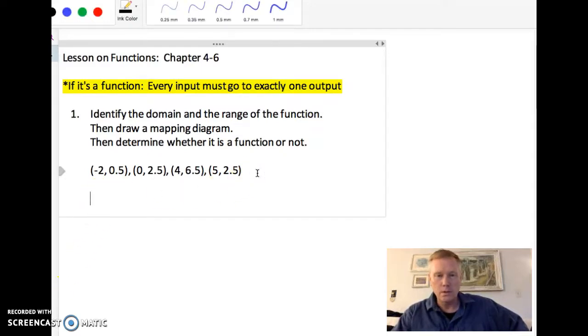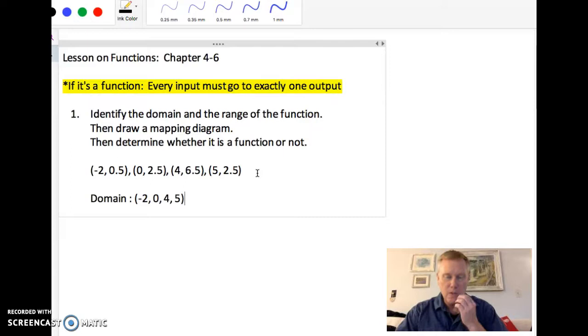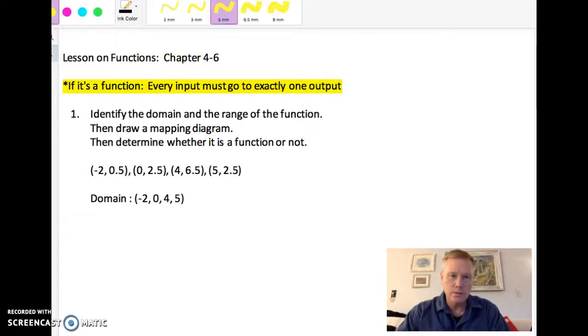So if I start over here and I just start listing the domain, is all the x values. Okay, so -2, that's part of the domain. 0, that's also part of the domain. 4, that's also part of the domain, and 5 is part of the domain. All right, so if you look over here, I'm just picking the x values out of the points here. 4 is an x coordinate, 5 is an x coordinate, so is -2 and 0. So those make up the domain.